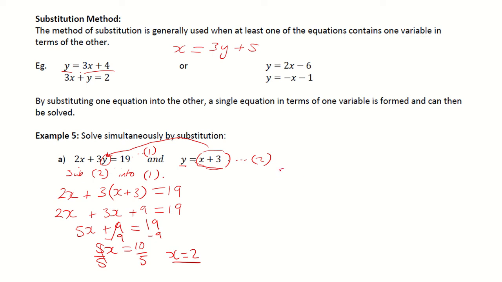I'm not finished yet. I need to now substitute x equals 2 back into equation 2. So I'm going to replace x with 2, because I know that x is equal to 2. So I'm going to have y equals x, which is 2, plus 3, which is equal to 5. So therefore y is equal to 5. So x equals 2 and y equals 5 makes both of these equations true at the same time. So we've solved them simultaneously via the substitution method. So I'm going to do 2 more examples.